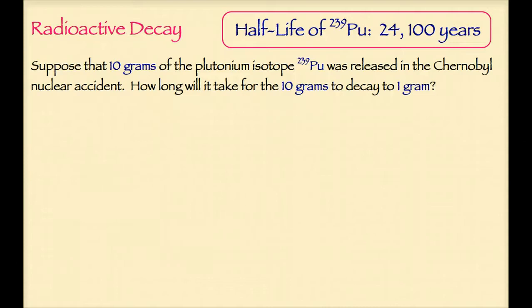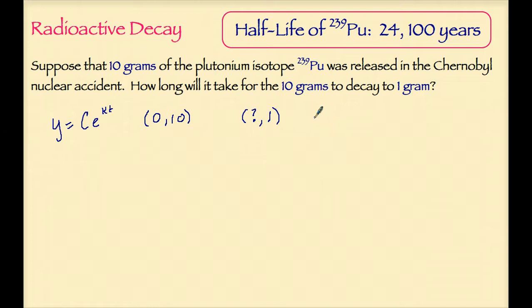Since the rate of decay is proportional to the function, we know that the solution will take the form of the exponential decay model y equals c e to the kt. So let's examine the problem for the initial conditions we'll need to solve for c and for k. Suppose that 10 grams of the plutonium isotope 239Pu was released in the Chernobyl nuclear accident. That means at time t equals 0, 10 grams were released. How long will it take for the 10 grams to decay to 1 gram? So ultimately, we'll be looking for at what time will we have 1 gram of this isotope.